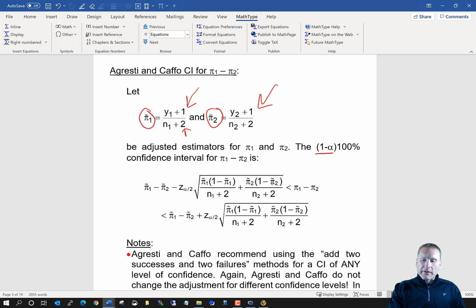So the 1 minus alpha times 100% confidence interval for pi 1 minus pi 2 is exactly the same as what we saw with the Wald interval, but instead of using pi hats, we're going to use pi tildes. And then we're going to adjust the overall sample size for the sample that comes from population 1 and also the sample that comes from population number 2. Otherwise, it's essentially the same as the Wald interval.